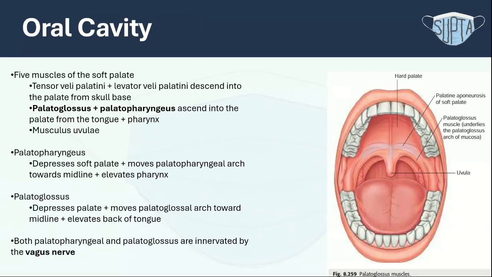So now just the anatomy of the oral cavity briefly. So you have 5 muscles of the soft palate, so tensor veli palatini, levator veli palatini, which descend into the palate from the skull base. Palatoglossus, palatopharyngeus ascend into the palate from the tongue and the pharynx. And then you have musculus uvulae, or just the uvula. So palatopharyngeus depresses the soft palate and then moves the palatopharyngeal arch towards the midline, helps to elevate the pharynx. I'm not going to go too much into the anatomy detail, just more about the clinical stuff. So these are both innervated by the vagus nerve, which is quite important.